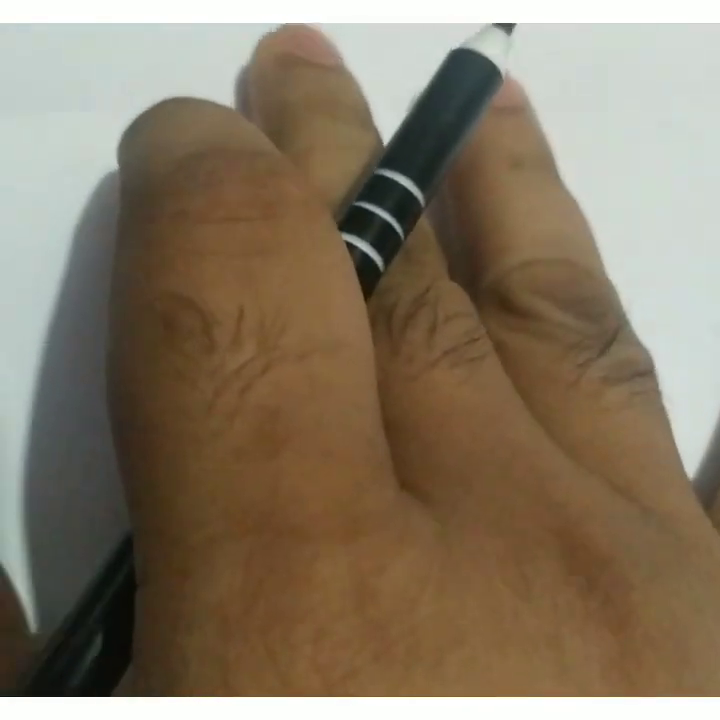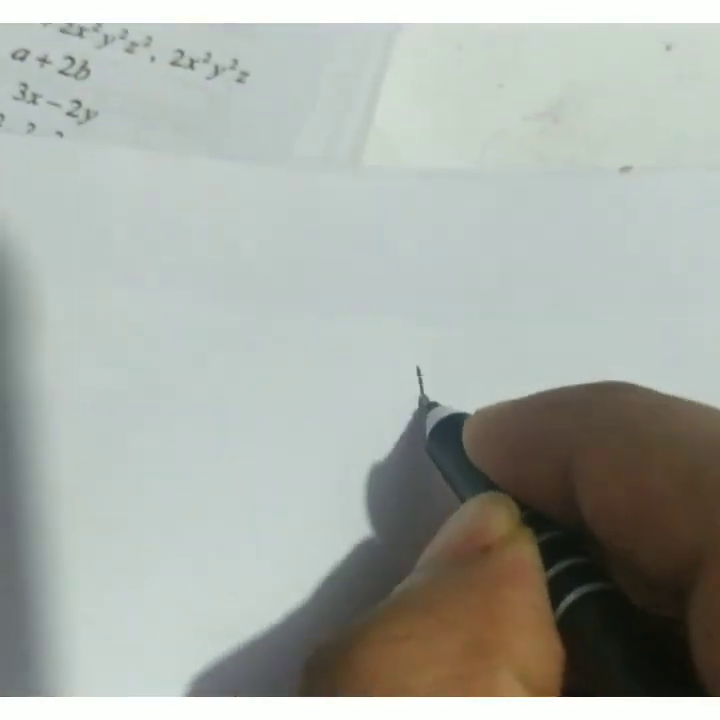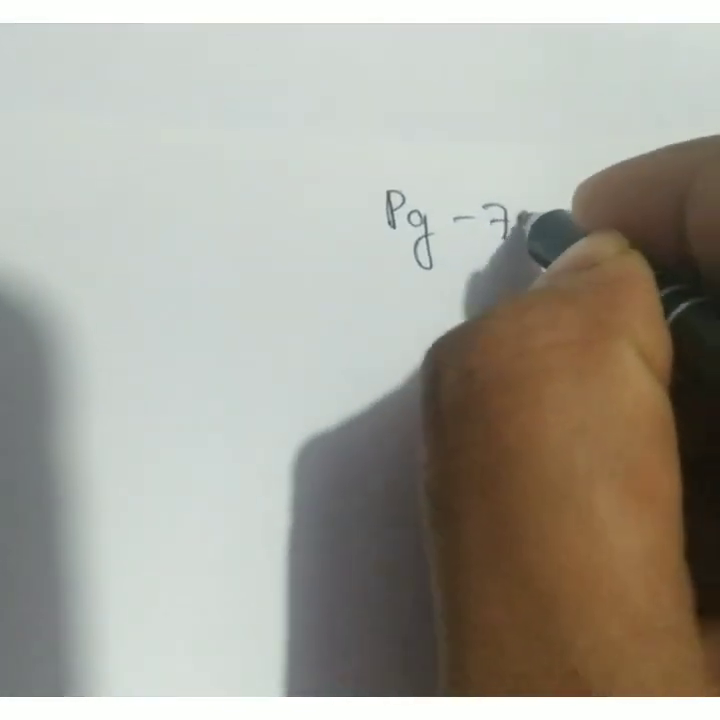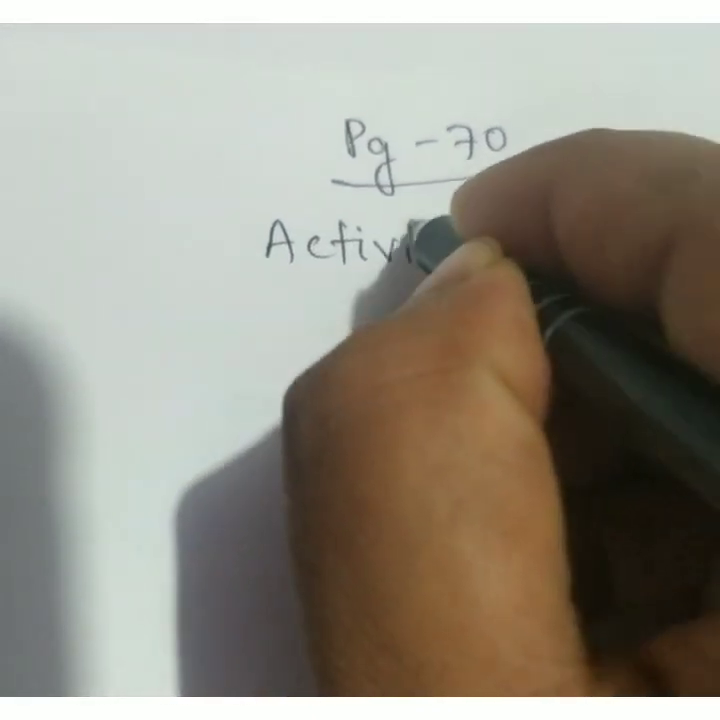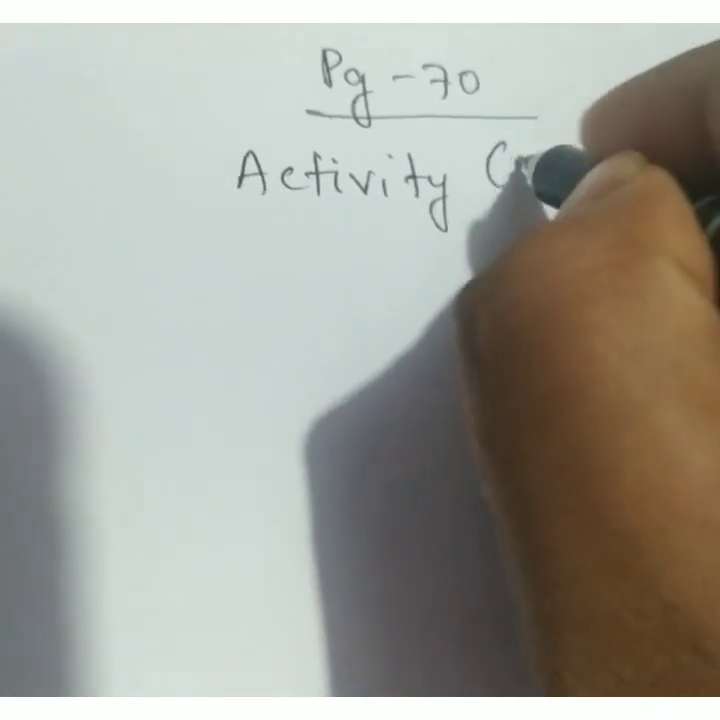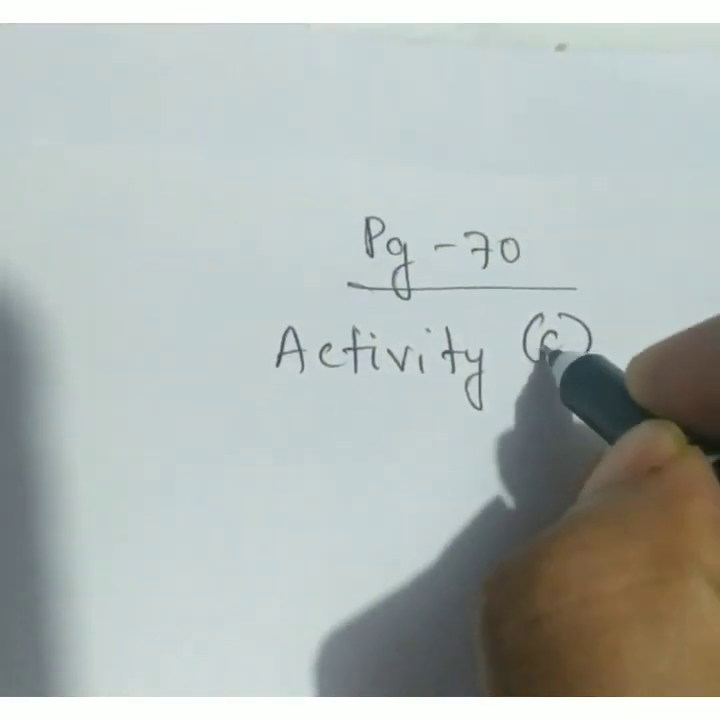Okay, let's move on to another example. Let's see. I have a number. I'm trying page 70. I'm trying to solve Activity 3 actually.